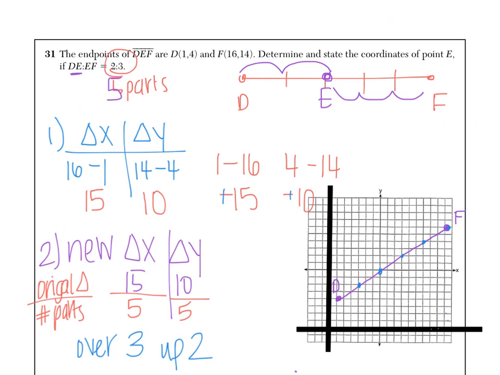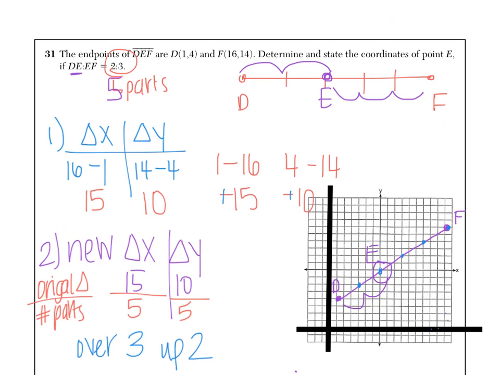So what you can see here is that we have split up segment DF into 5 congruent parts. Here, here, here, here, and here. 1, 2, 3, 4, 5. So then I need to go 2 jumps away. Remember, the ratio here is supposed to be from DE to EF 2 to 3. So I go 1, 2 jumps away, which leaves me right here, point E.